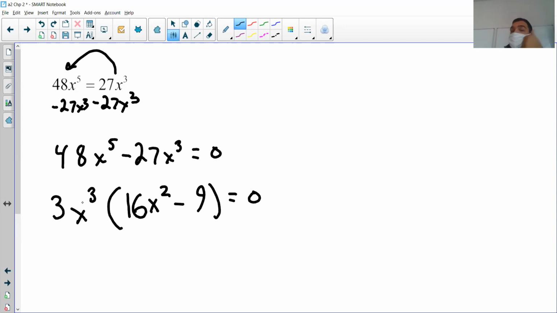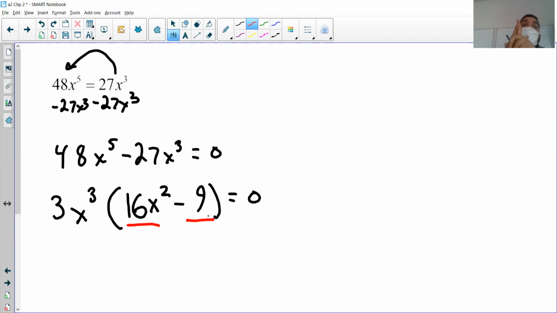3x cubed, no, they're both good. But here, x squared and 3, good. And let me talk it through for everyone else. Here, 16x squared is 16 a perfect square? Good. I just want to make sure everyone's on the same page. 16 is a perfect square, 4 times 4. X squared is a perfect square, x times x. And 9 is a perfect square, 3 times 3.